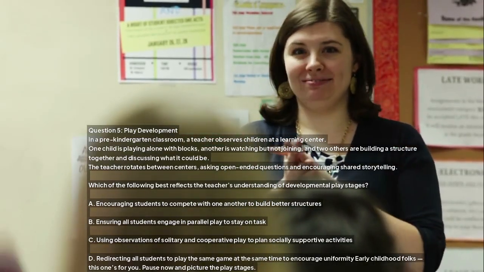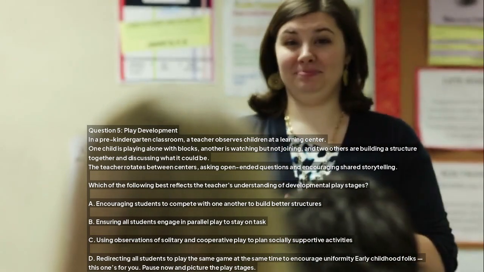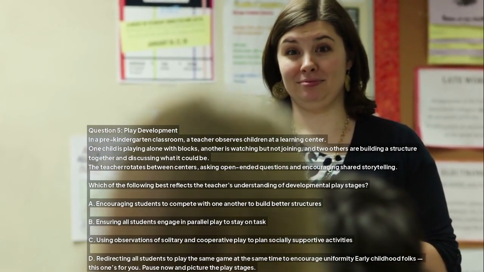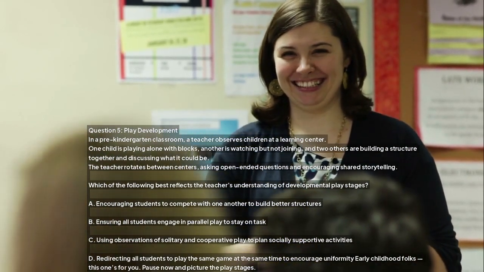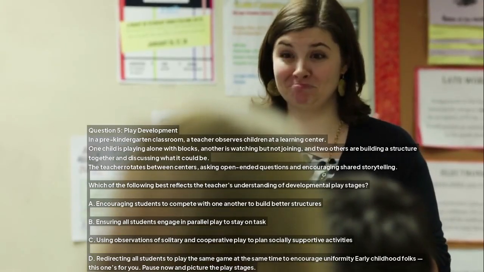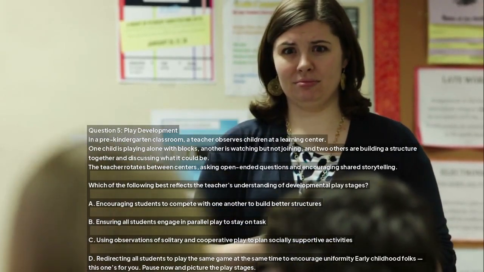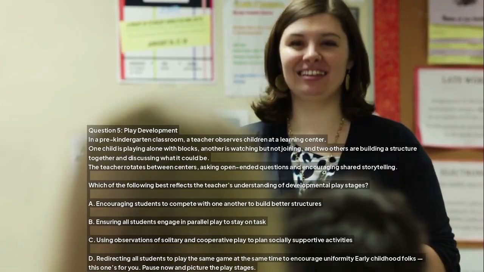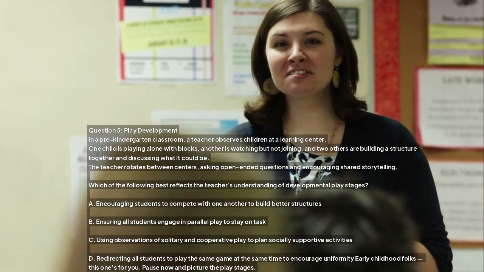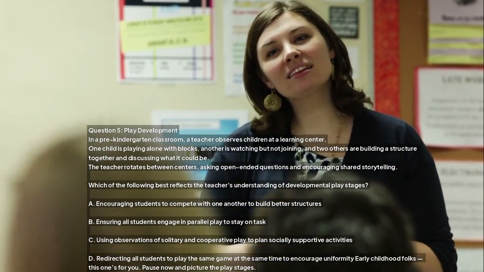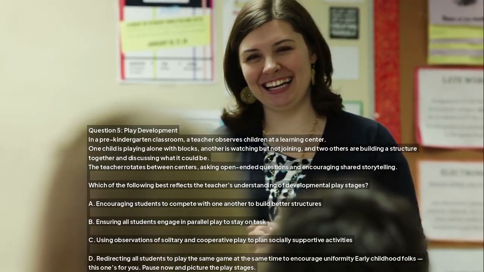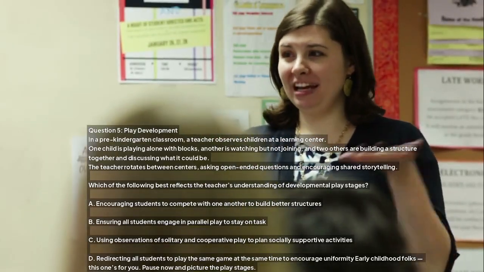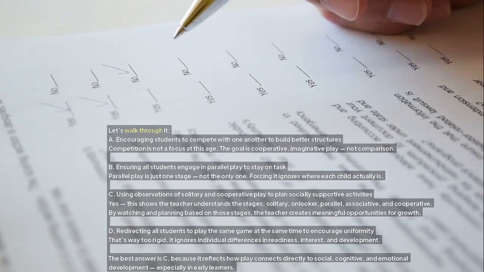A. Encouraging students to compete with one another to build better structures. B. Ensuring all students engage in parallel play to stay on task. C. Using observations of solitary and cooperative play to plan socially supportive activities. D. Redirecting all students to play the same game at the same time to encourage uniformity. Early childhood folks, this one's for you. Pause now and picture the play stages. Pause. Let's walk through it.